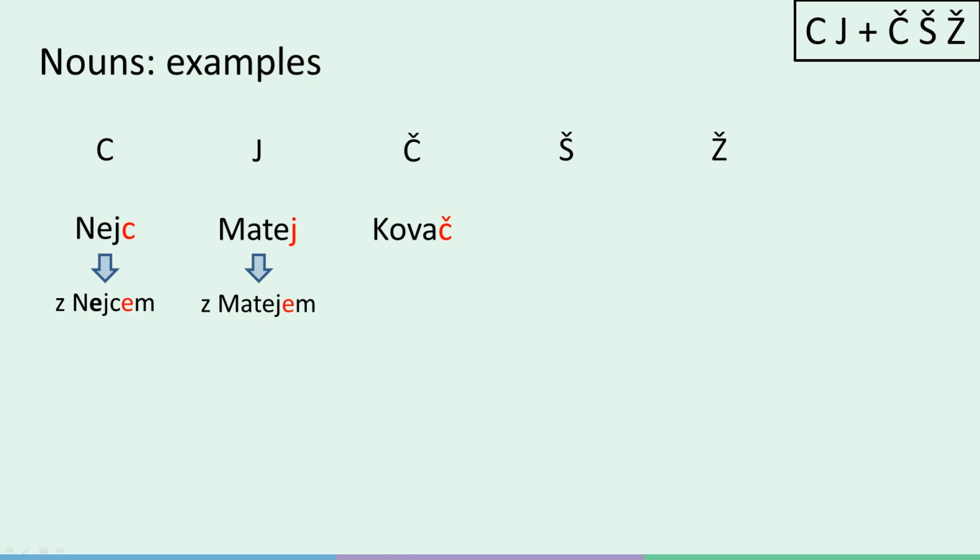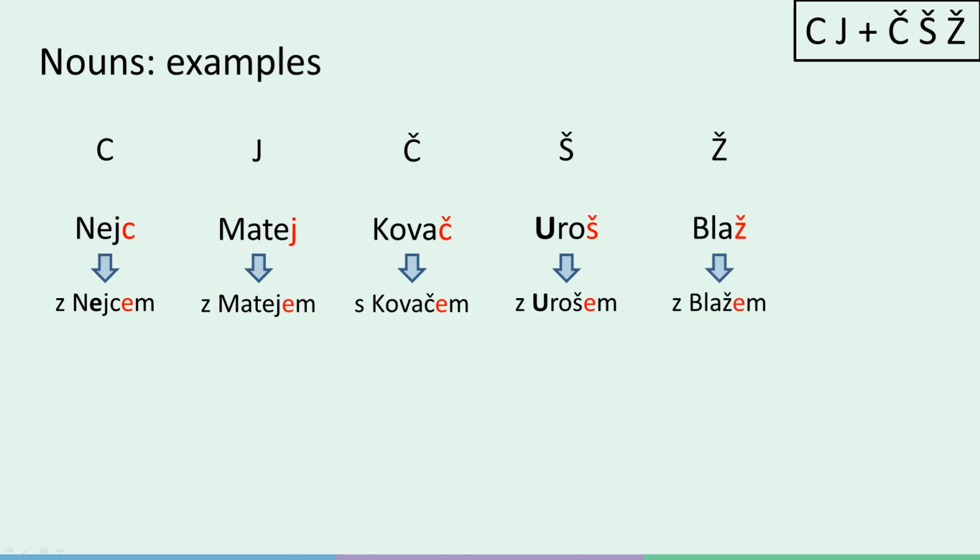Kovač means blacksmith or smith, and just like in English, it's a common surname. S Kovačem. Uroš, z Urošem. Blaž, z Blažem. Stric means uncle. With the uncle is s stricem. Prijatelj is a friend. With a friend is s prijateljem.